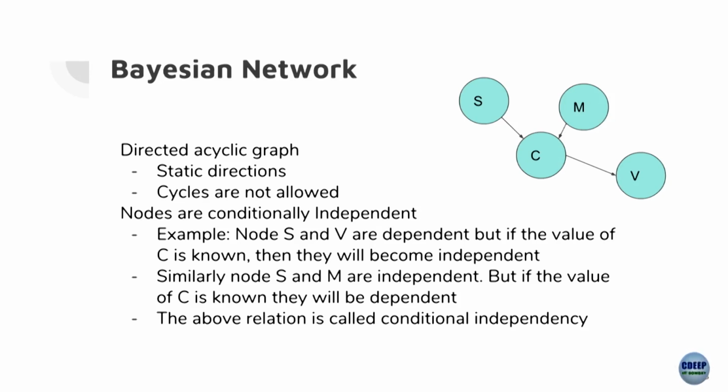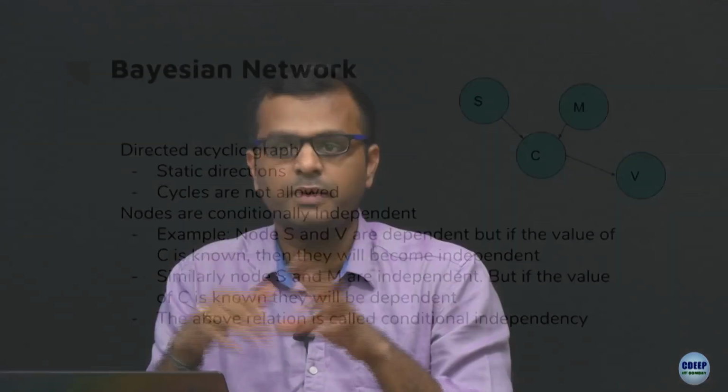And there are two nodes, S and V, that are dependent, but if the value of C is known, they will become independent. S and V are like sleeping after lunch and watching videos, dependent, but if you know the value of C, it's no more dependent. If the value of C is 0, there's no need for dependence, because you attended a class, then it doesn't matter. S and M are independent, but if you know the value of C, they will be dependent, right? So it's called conditional independence.